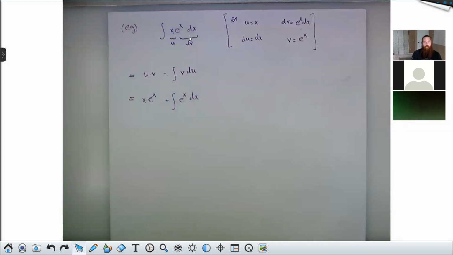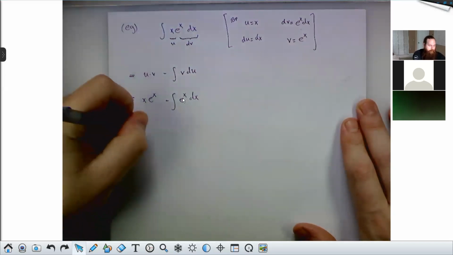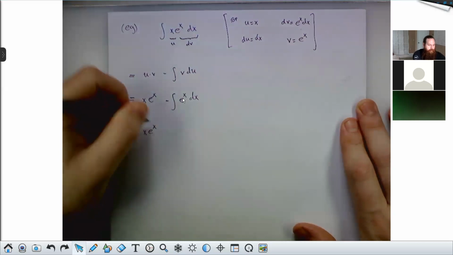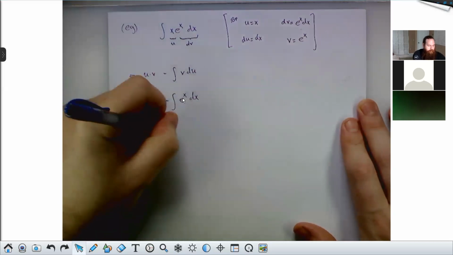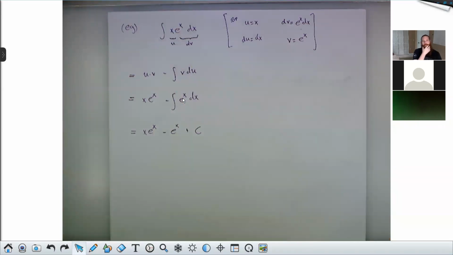Is this integral easier than the integral I started with? Well, yeah, the x is gone. I didn't know how to integrate x times e to the x, but I do know how to integrate e to the x on its own. This is x e to the x minus, well, what is this integral? That's e to the x plus c. And you're done. That's it.